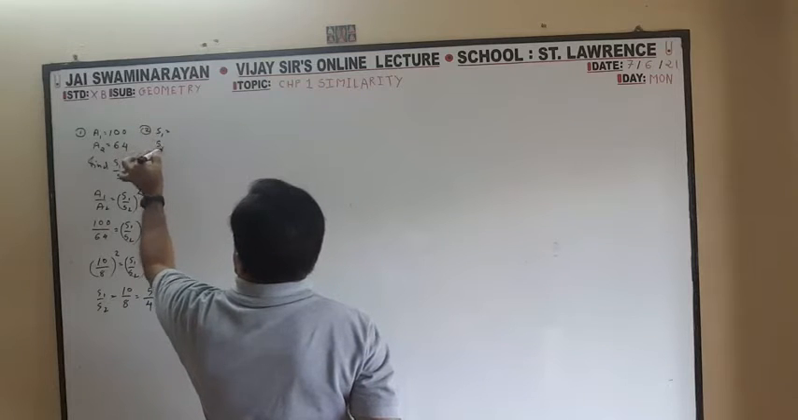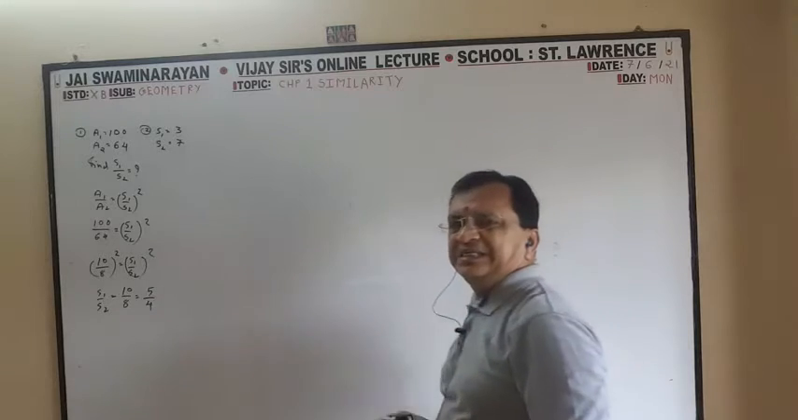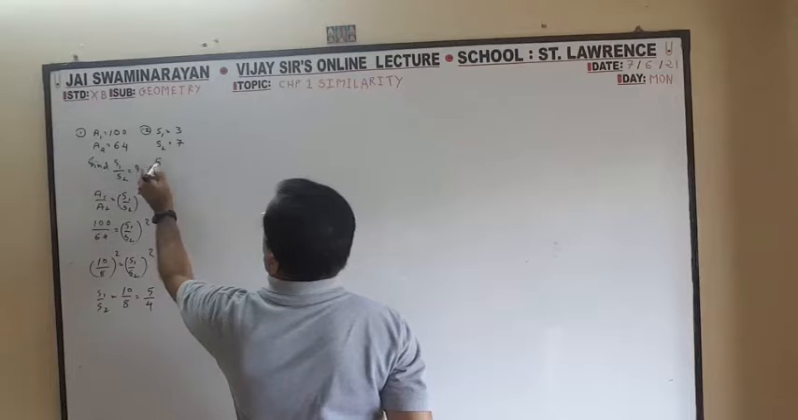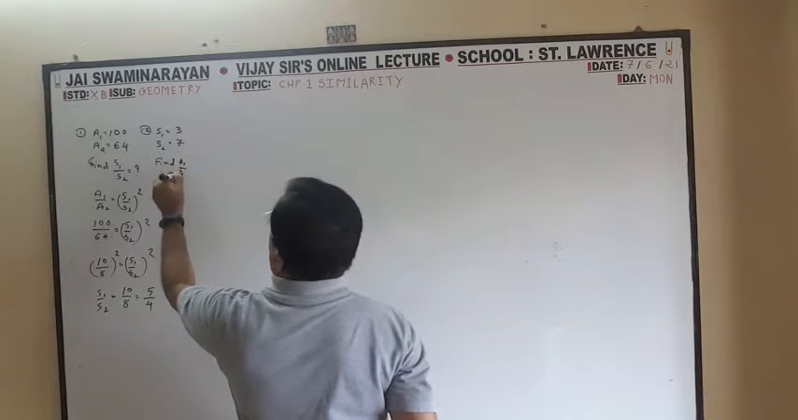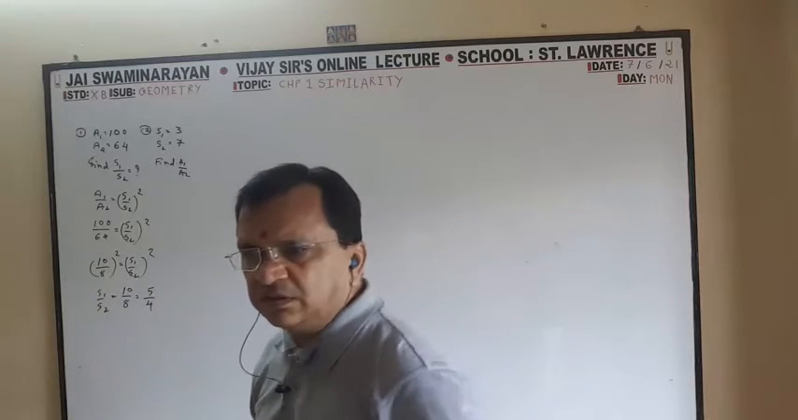Suppose S1, S2, it is 3 and 7. Find out A1 by A2. Two sides are given. Find out the ratio of areas.